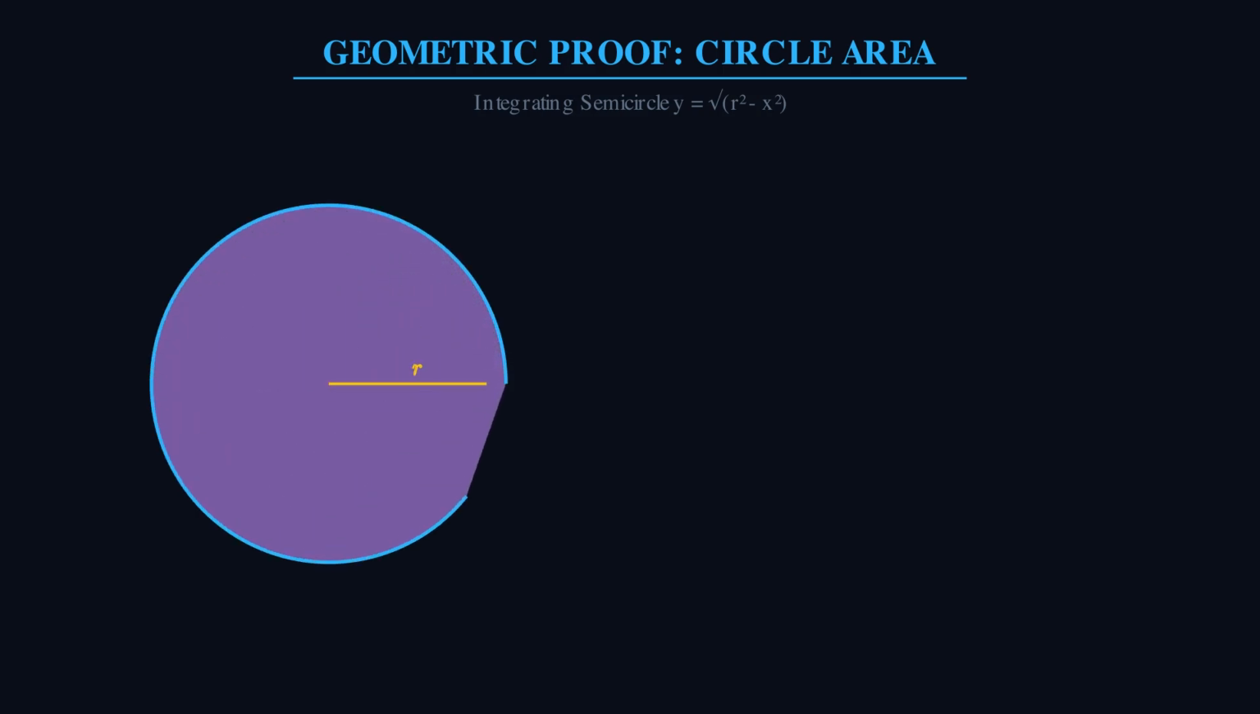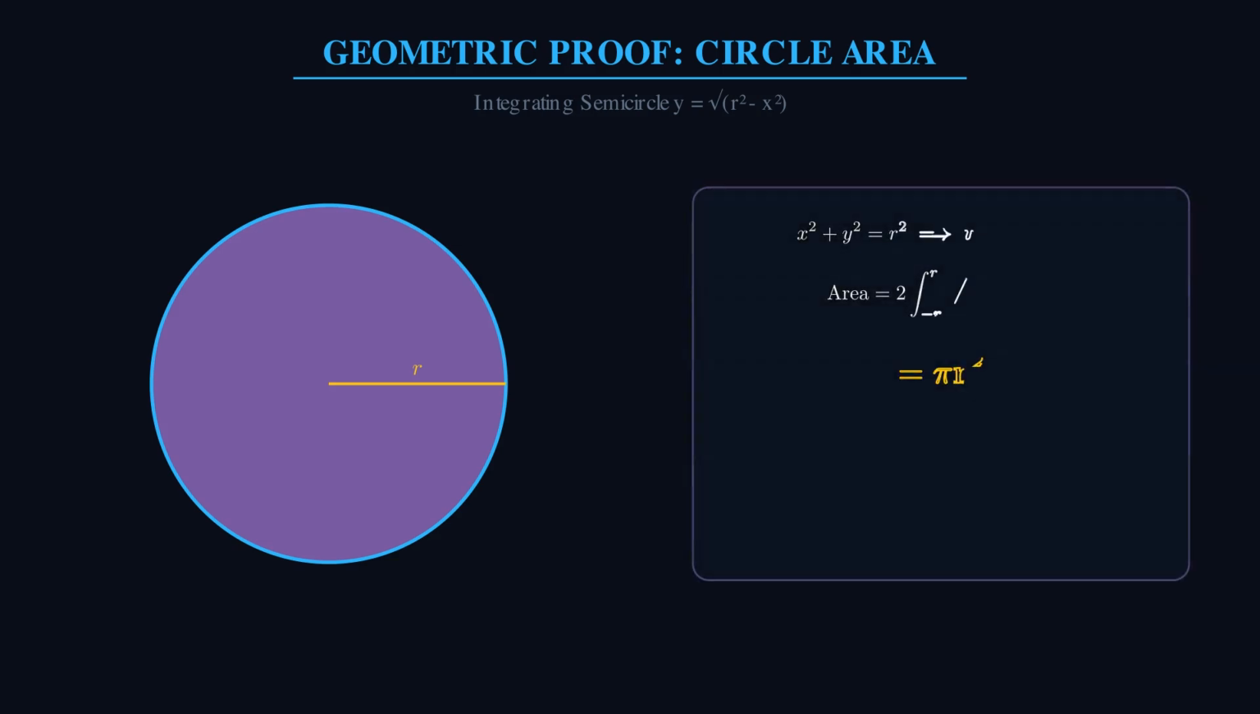By setting up the circle equation and integrating the upper semicircle across minus r to r, calculus rigorously proves that circle area is pi r squared.